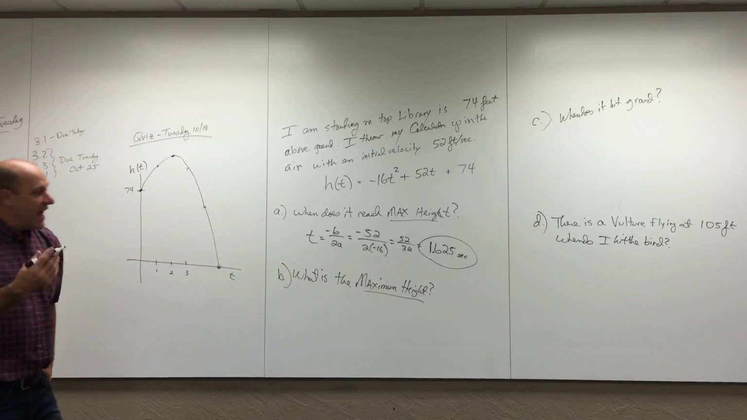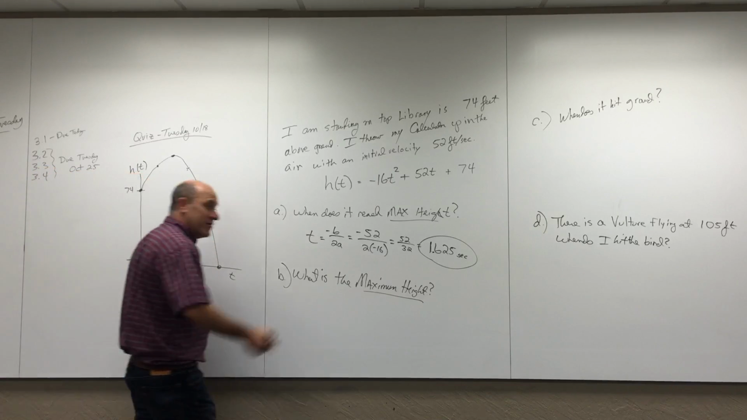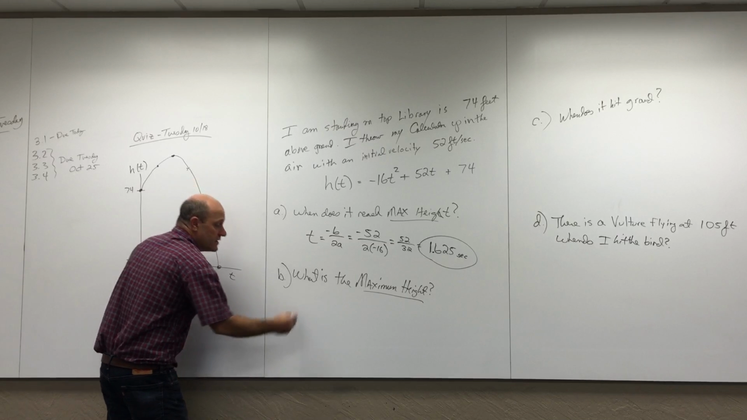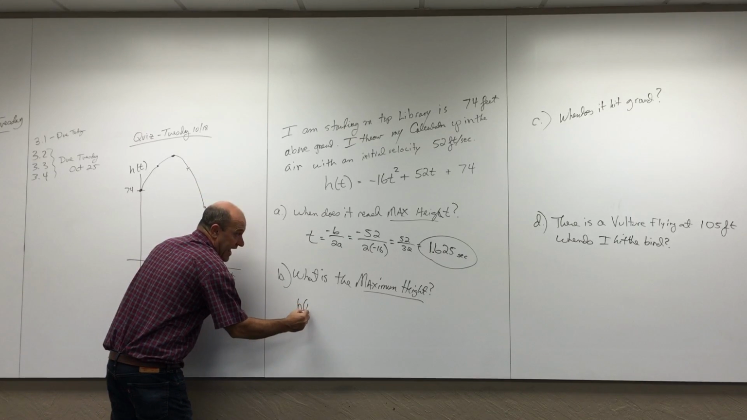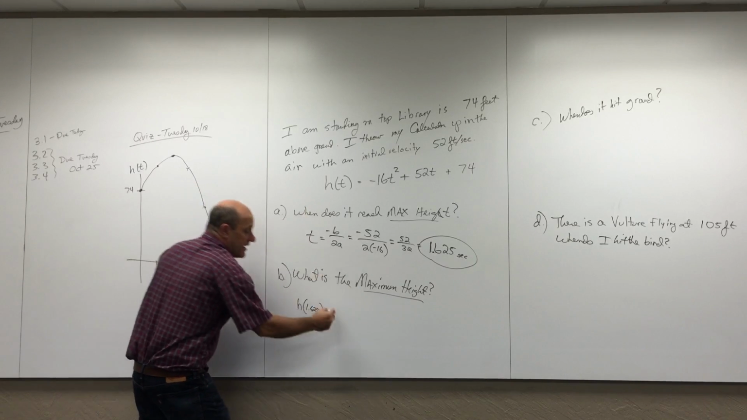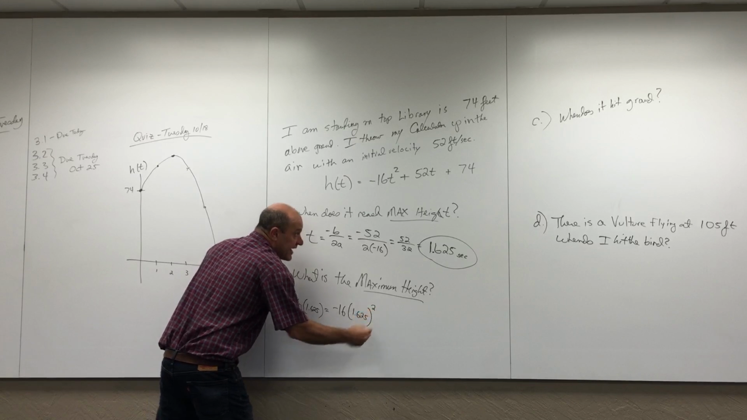Cool. How do I find the y value? Plug that number back into t. Plug that number into the function. That's what we've learned the last few days. So h of 1.625 is the y value. This is negative 16 times 1.625 squared. You need a calculator.